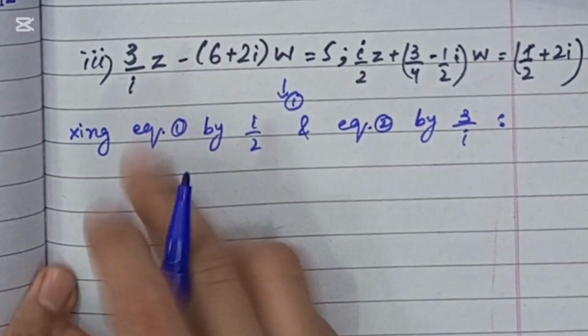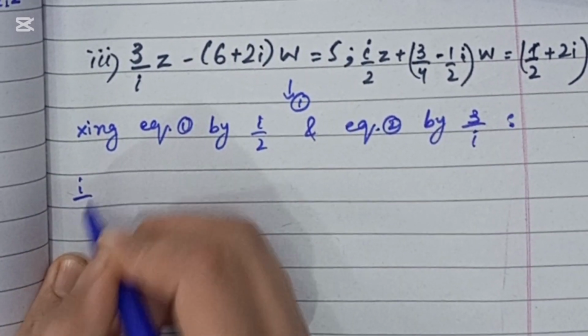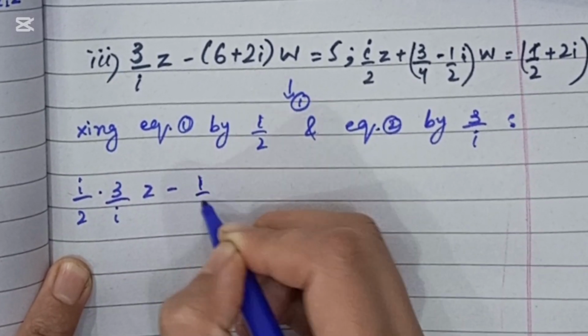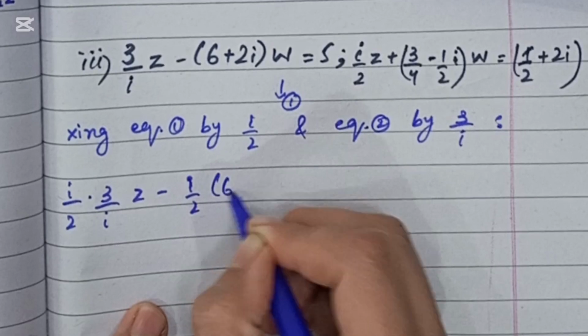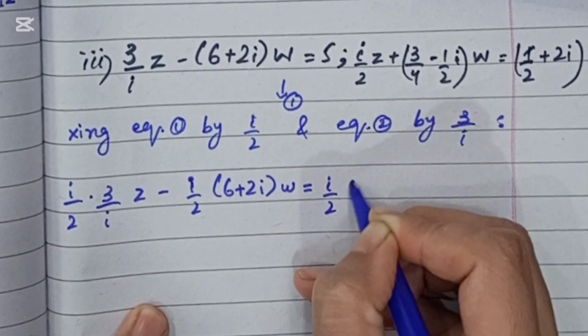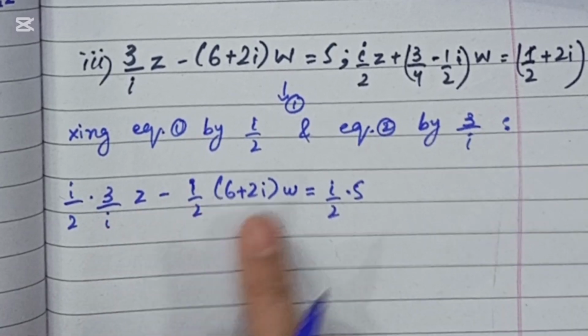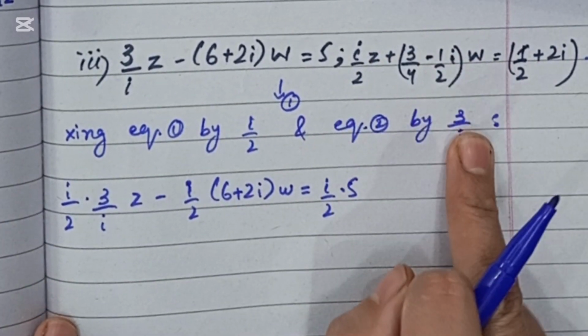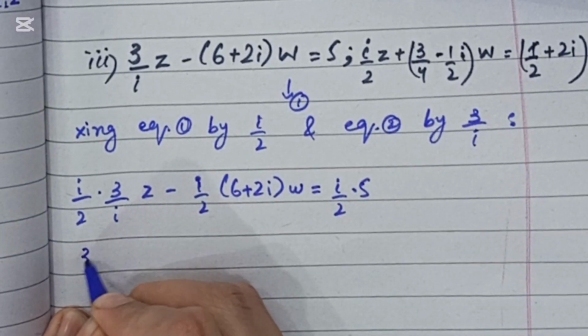So first will become iota by 2. I am going to multiply with it on every step. Now this one would be multiplied with 3 by iota.